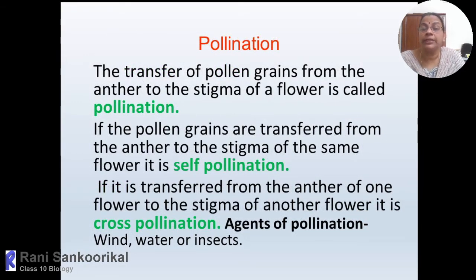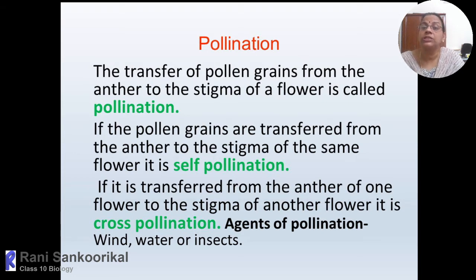Then when we explain this one, the next term that comes into our mind is pollination. Pollination is the transfer of pollen grain from the anther to the stigma of the flower. So when we discuss this, there are two possibilities.